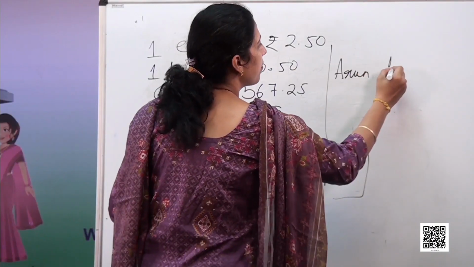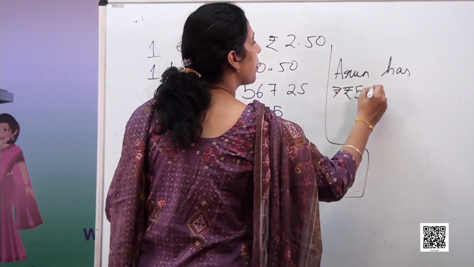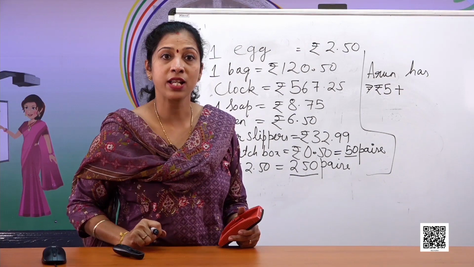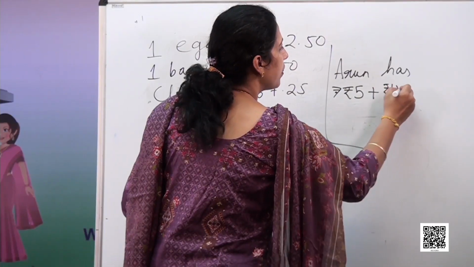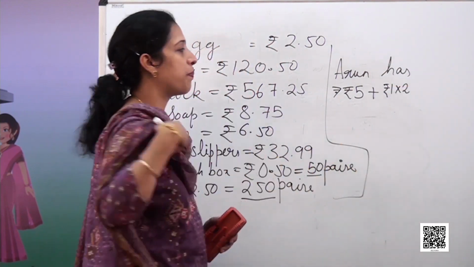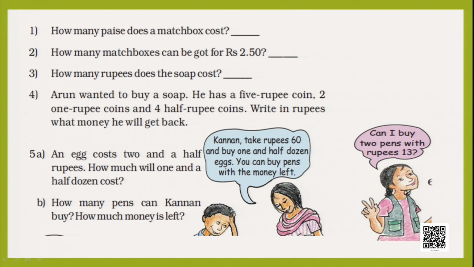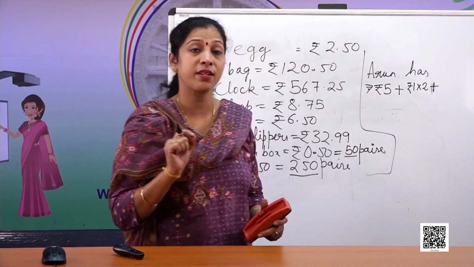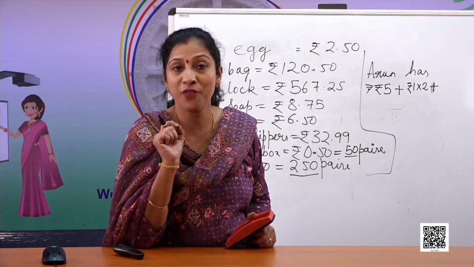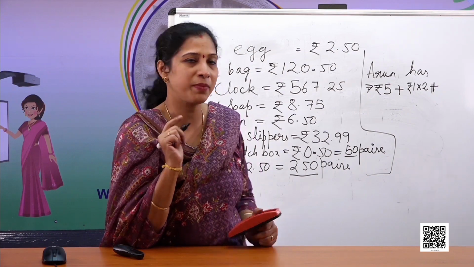Let's see. Arun has a 5 rupees coin. Then he has got 2 1 rupees coins, that is rupees 1 into 2. And then he has got 4 half a rupee coins. So what is a half rupee coin? It is 50 paise. So 2 50 paises will make 1 rupee.